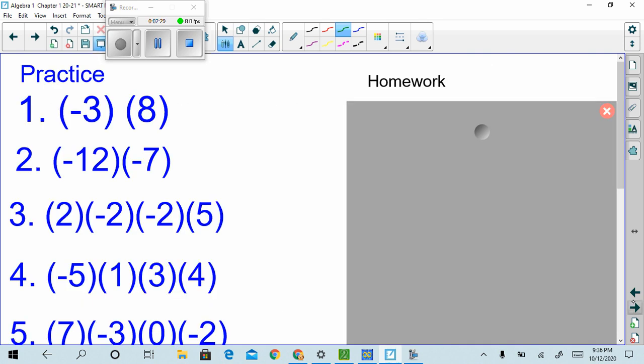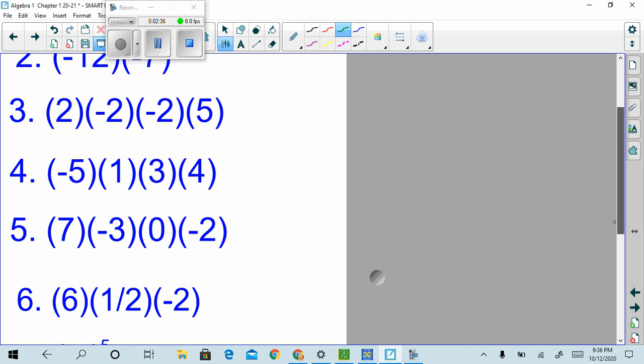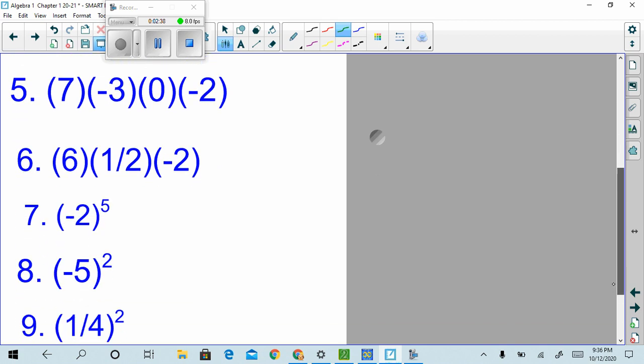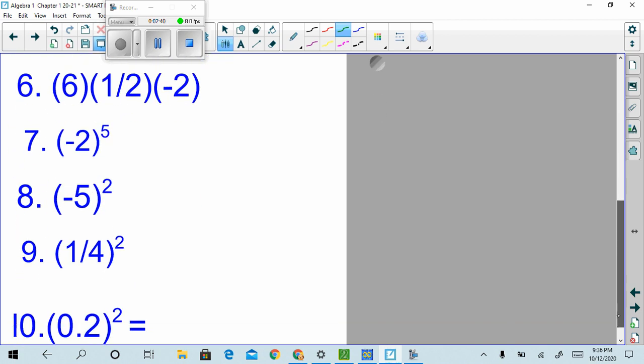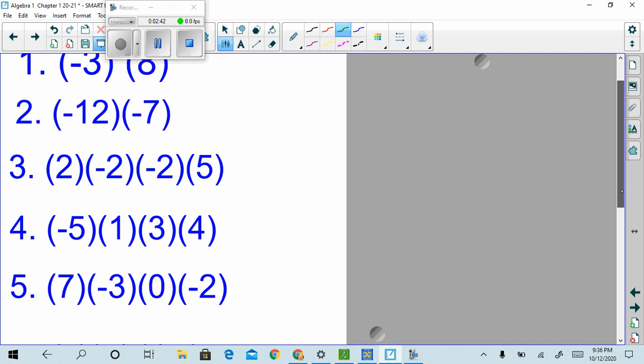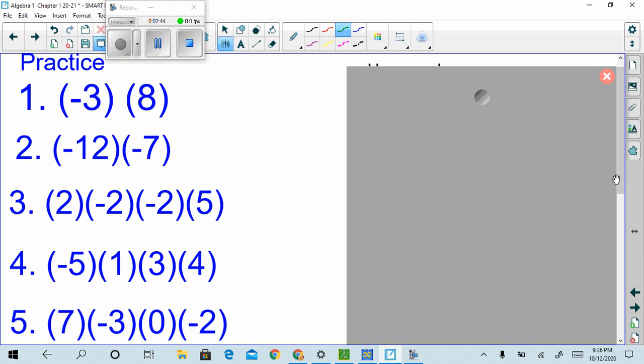Here are just some random questions for you to try. And again, we're dealing with real numbers, so toward the end you're going to see some fractions and some decimals, perhaps. So let's try these 10. And again, we'll give the answers in class.